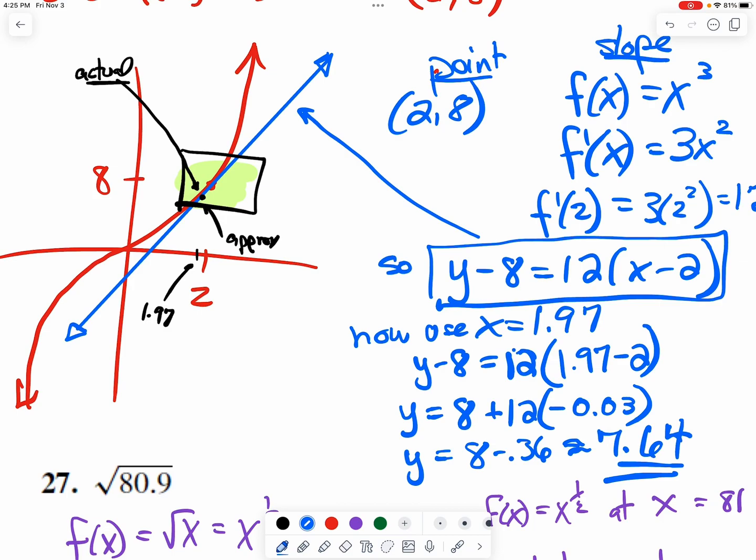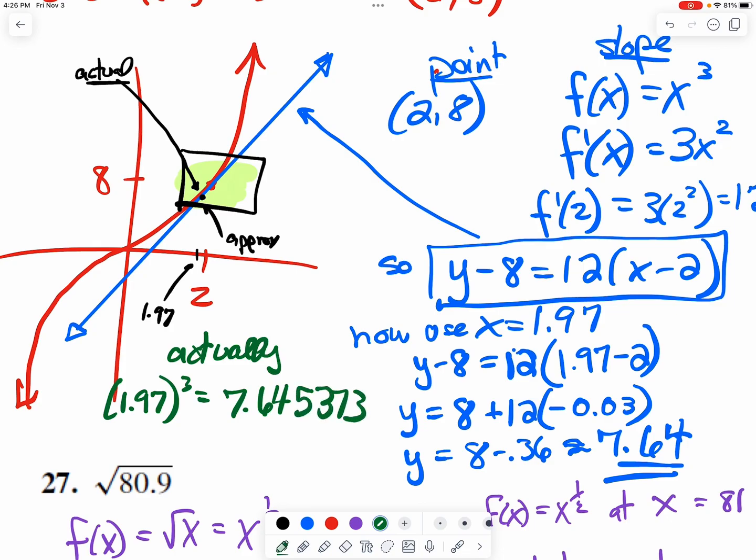Now, if we really wanted to find out what that actually was, 1.97 raised to the third power is 7.645373. A little bit more. So we did have an underestimate, but we came pretty close. And that is locally linear approximation using calculus.